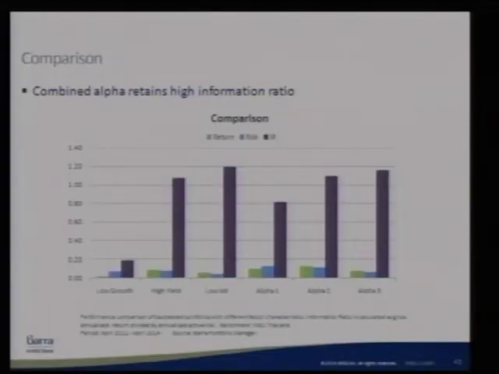If you look at the information ratio, it's quite clear that between our second and third combined alpha signal, we haven't lost information in any sense. In fact, if anything, we have gained a bit more information ratio.